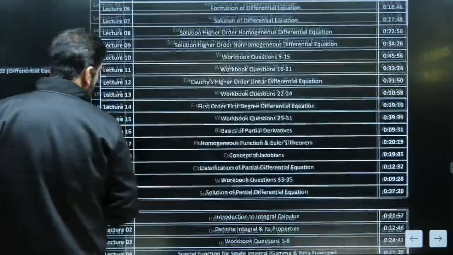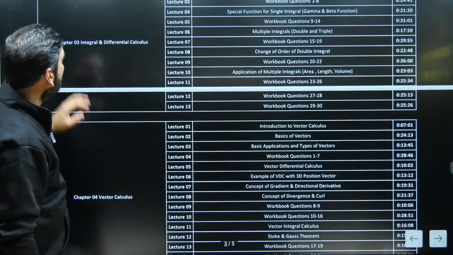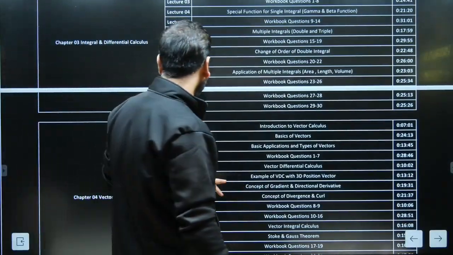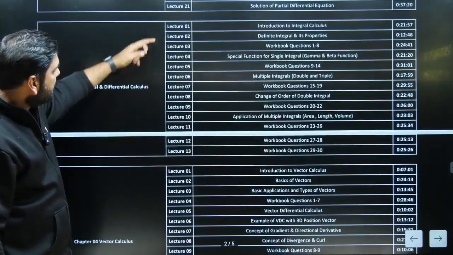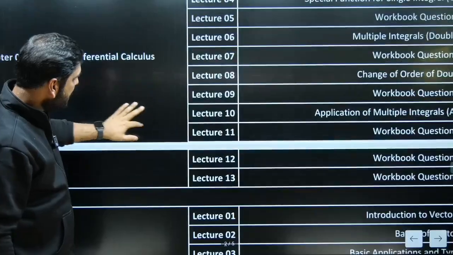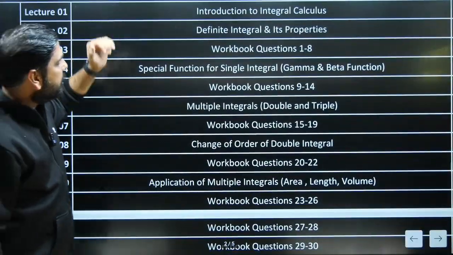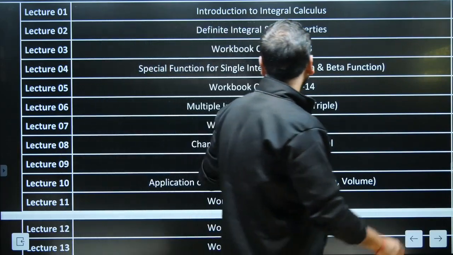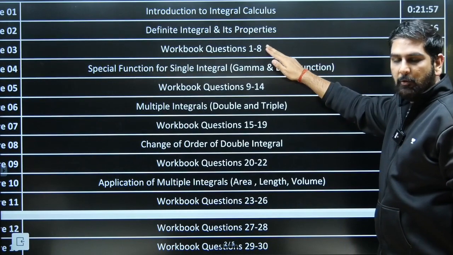Now the third part is the calculus part. I have integral and differential calculus, and I have completed it in 13 lectures. You can see here 13 lectures, and the topics are like introduction to integral calculus, then the definite integral with properties, then again workbook questions.